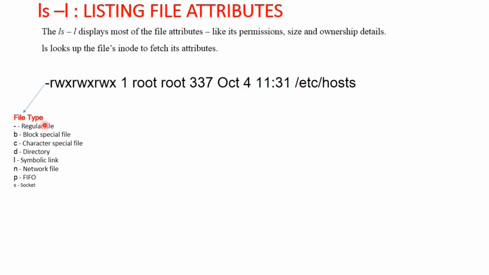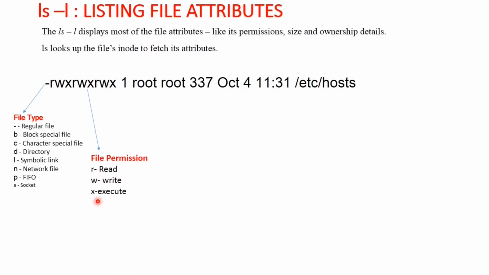The first file attribute is the file type. In the first column, the first character indicates the file type. If there is a hyphen, it is a regular file. If there is a b, it is a block device file. If there is a c, it is a character device file. If there is a d, it is a directory file. l indicates a symbolic link file, n indicates a network file, p a pipe file, and s a socket file. Based on the first character of the first column, we can easily identify the different file types available in a Unix system.